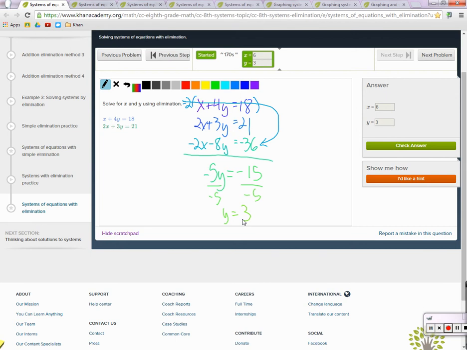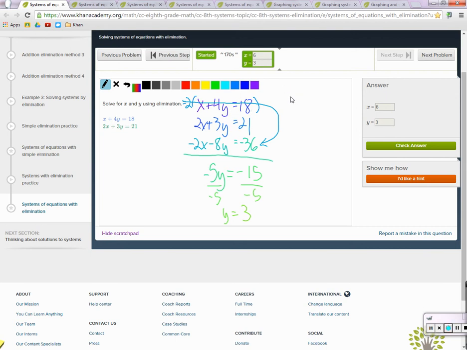An output and an input that works for both. Exactly. Input and output, an x and a y, that works in both equations. So if it works in either equation, we can pick which equation to use to find x. Okay? So I'll pick the original one, because all the numbers are pretty small, right?